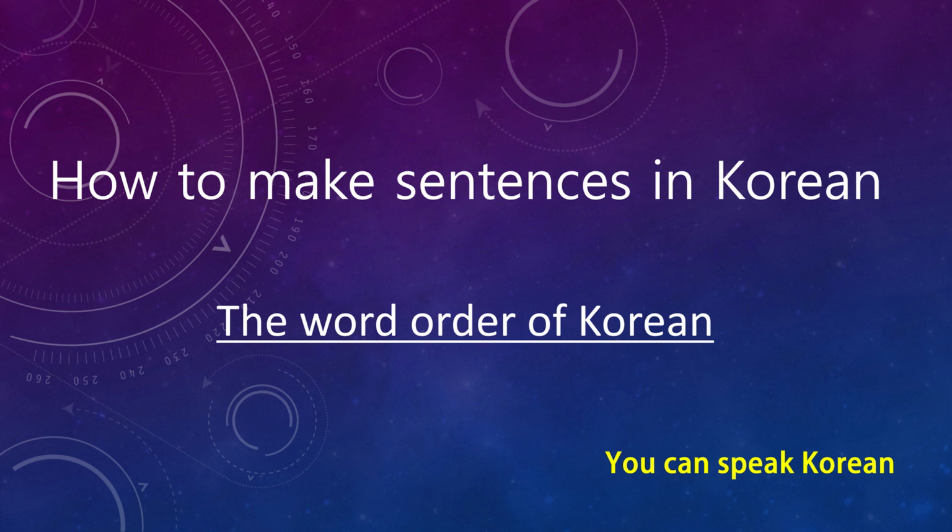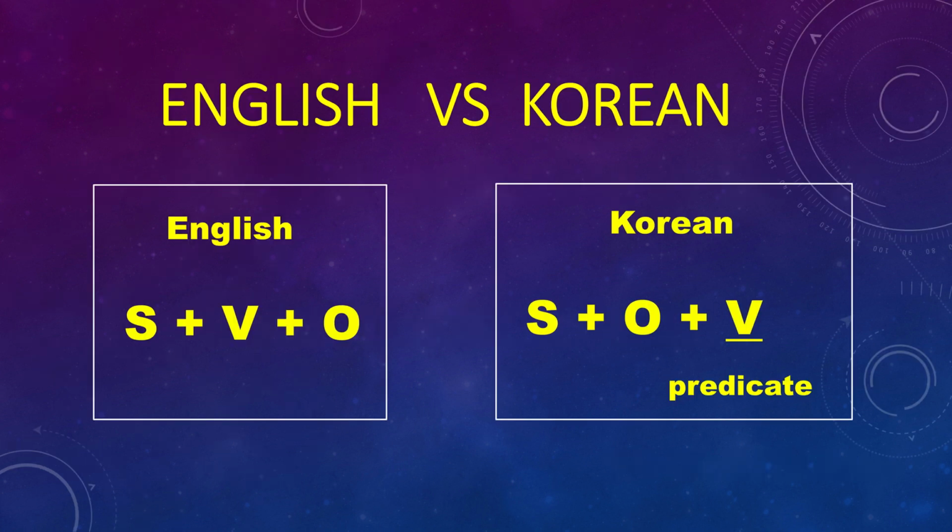Alright, as you see, today I'm going to tell you how to make Korean sentences: the word order of Korean. As you may know, the word order of English is SVO, whereas Korean word order is SOV. But here, I'd rather say predicate than verb in Korean. I want you to keep that in mind. Now let's find out what makes the difference.